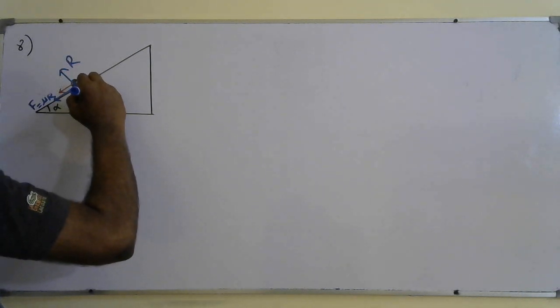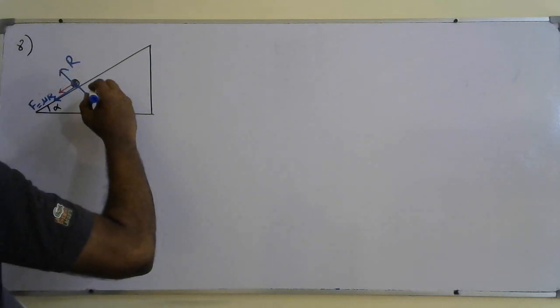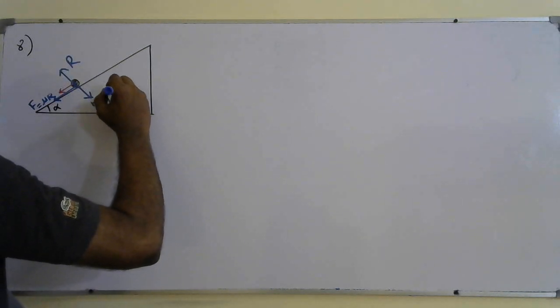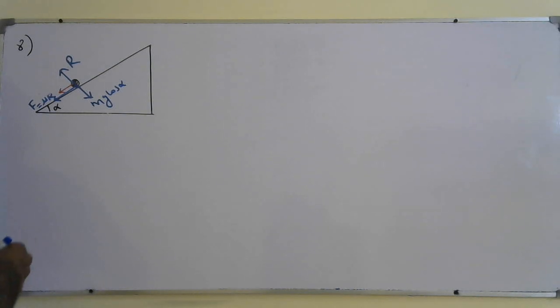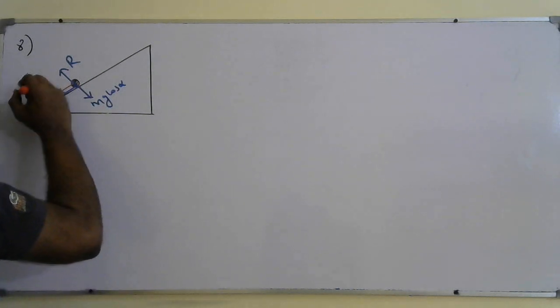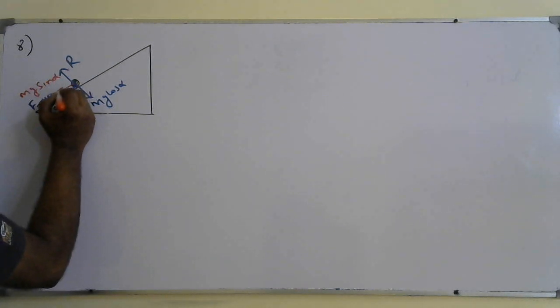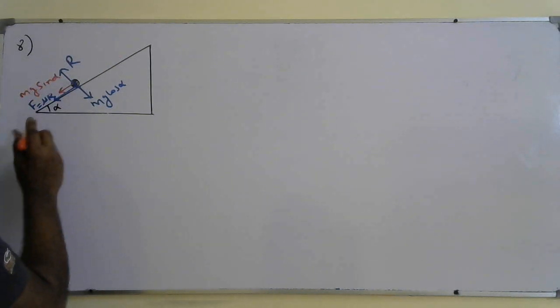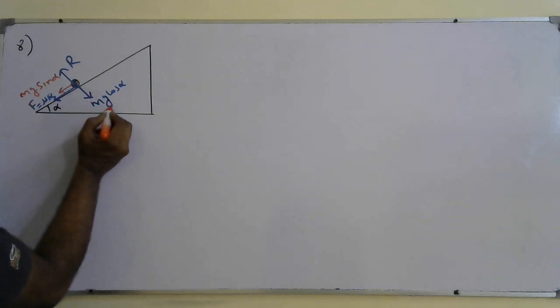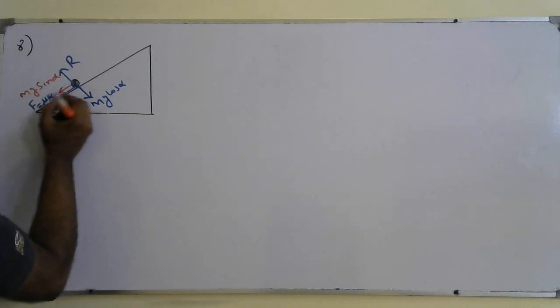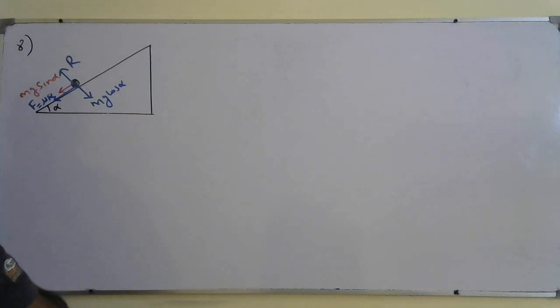The component of the weight perpendicular to the plane is mg cos alpha. The component of the weight along the plane down is mg sin alpha. So we have the normal reaction, and the friction is downwards.